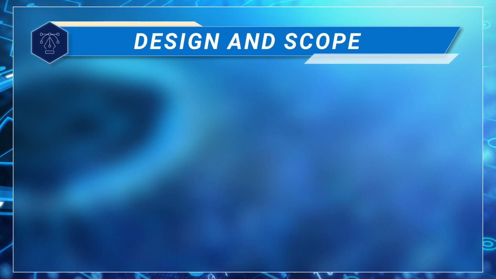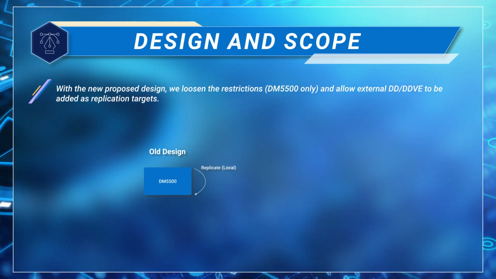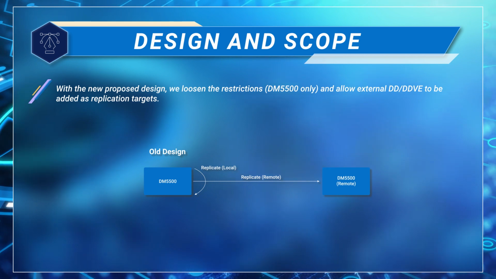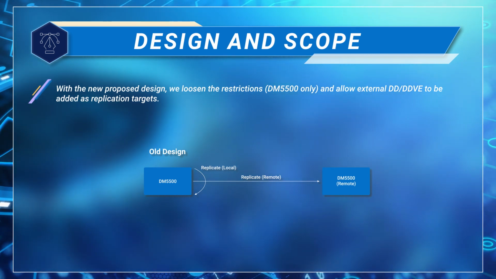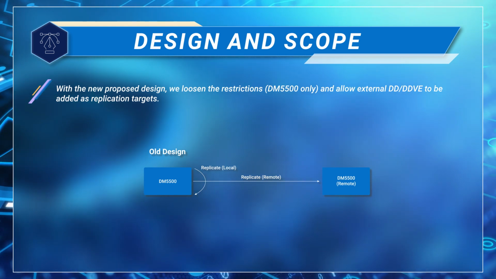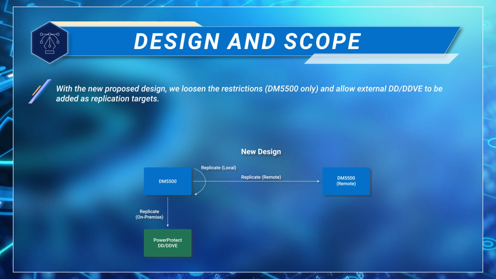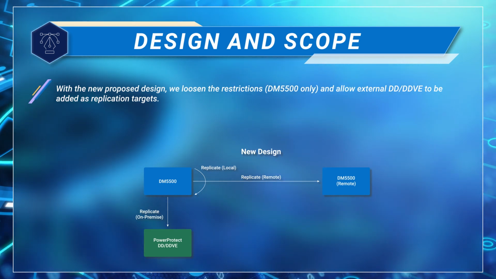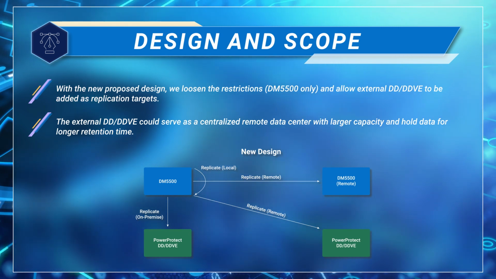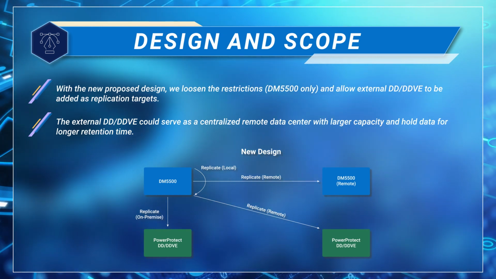Now let's go over the design and scope. With the design prior to R3, we could replicate DM5500 to itself, that is local replication, and we could also replicate DM5500 to another DM5500 at a remote site. With the R3 release, with the new design, we loosen the restrictions, and DM5500 can now not only replicate to another DM5500, but it also allows an external DD or DDVE to be added as a replication target. The external DDVE can be either on-premise or at the remote site. This external DD or DDVE serves as a centralized remote data center with large capacity and holds data for longer retention. So that is about the design and scope.